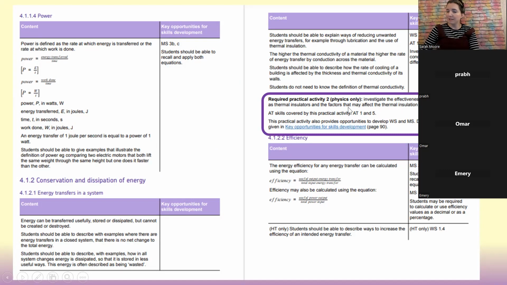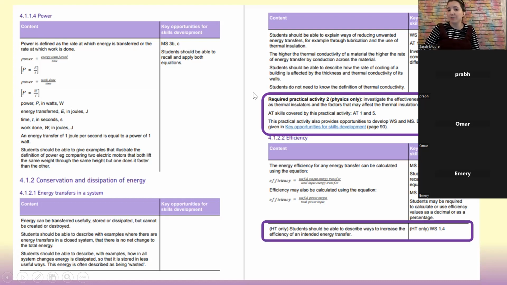And required practical activity too, you'll see this says physics only. So this is for those just doing the separate course. And this required practical is all about thermal insulators and how well different materials act as thermal insulators. So again, hopefully you've done that in school, or at the very least you've seen a video of it being done. The only higher tier content for this part of the specification is describing ways that efficiency can be increased.